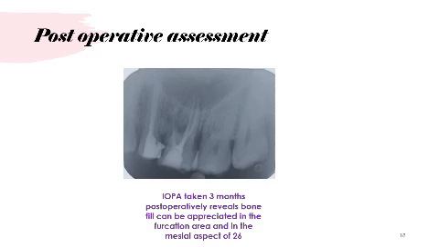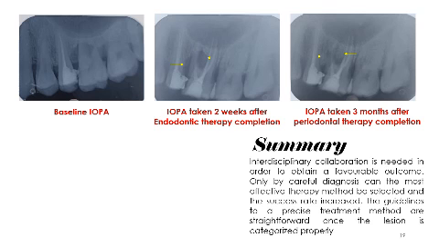Postoperative assessment was done after 7 days, 3 weeks, at the end of 1 month, followed by at the end of 3 months. IOPA was taken 3 months postoperative, which reveals a good amount of bone fill in the furcal area as well as on the mesial aspect of 26. These are the 3 radiographs comparing the baseline, 2 weeks post endodontic therapy and 3 months post periodontal therapy. So very good obturation with a good surgical therapy using bone grafting and GTR membrane gives a very good bone fill as well as a healed lesion in relation to 26.